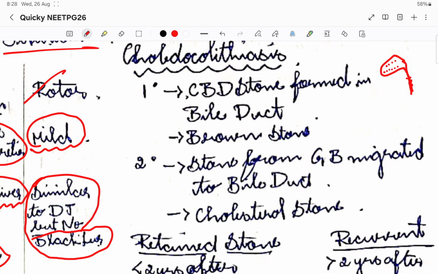Okay, so primary meaning the stone has formed in the duct. Okay, so primary, basically a CBD stone is formed in the bile duct, whereas if the stone has migrated from the gallbladder, it is going to be called secondary. Okay, so secondary is from the gallbladder. Okay, then the most common ones: in primary it is going to be brown stone, whereas in secondary it is going to be the cholesterol stone.